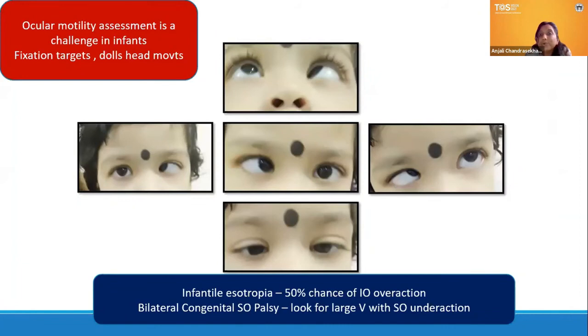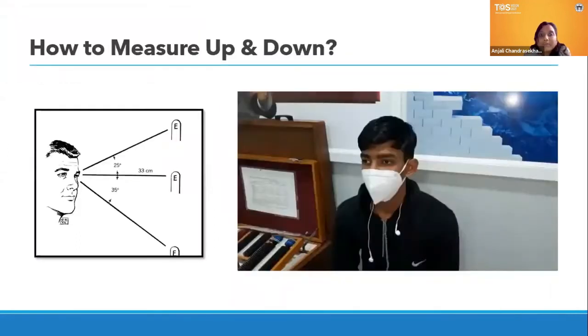It's a challenge to examine ocular motility in a small child. We need to use attractive fixation targets or do a doll's head maneuver. Like this child with a large angle infantile exo, if we do not assess the complete motility, we would miss the inferior oblique overaction. And also it is important to know that when there is an inferior oblique overaction, suppose you notice that there is a significant underaction of the SO, that may be a case of a bilateral congenital SO palsy. So how do we measure?